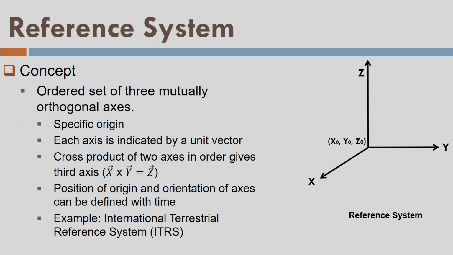What about the other type of reference system? The other type does not rotate with the earth, and such systems are called inertial reference systems. We will talk about inertial reference systems later in other modules, but here we will work with the non-inertial reference system only. It's called the International Terrestrial Reference System, ITRS. A reference system is a conceptualization, an idealization.